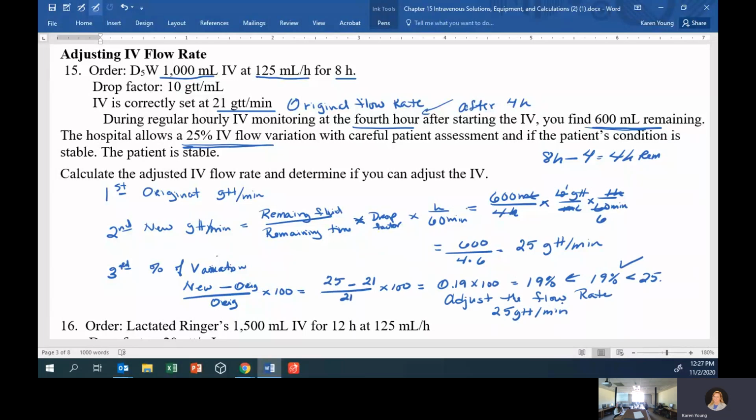When you said adjust the flow rate, I think I missed. Okay, so this whole thing is about adjusting the flow rate. You see it now? That means it wasn't 25, so we bring it down to 19. That's what we're looking for. There's a 19% variation between the original flow rate and the new flow rate, what the new flow rate would be for the remaining fluid, for the 1,000 milliliters to infuse in 8 hours.